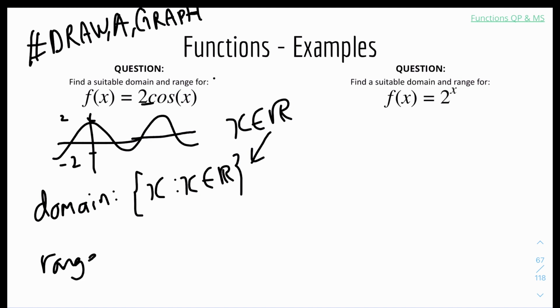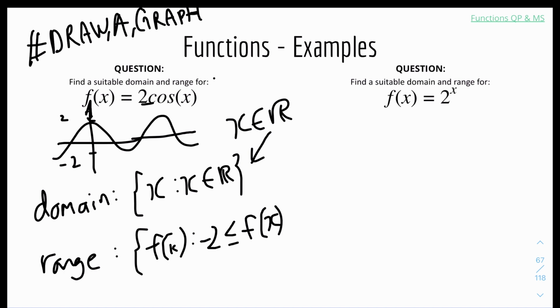And the range, I'll use f of x. f of x could not be anything, because it can't be 3 or minus 3, or anything beyond 2. The range is the output, or the y values, and they can't be above 2 or below minus 2, because there's no x value for that. So f of x has to be between minus 2 and 2. So it'd be minus 2 smaller than or equal to f of x smaller than or equal to 2. And these are the answers.